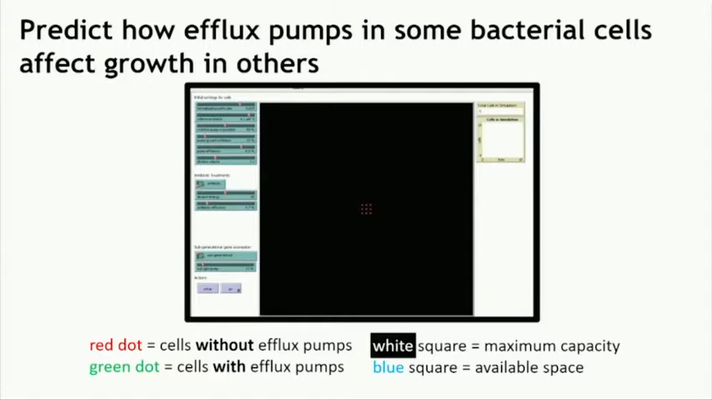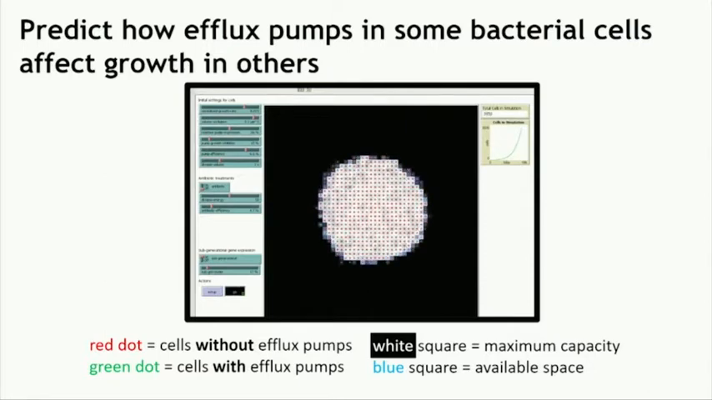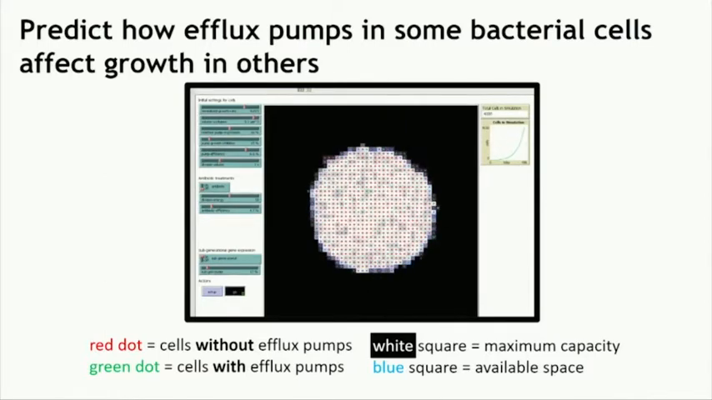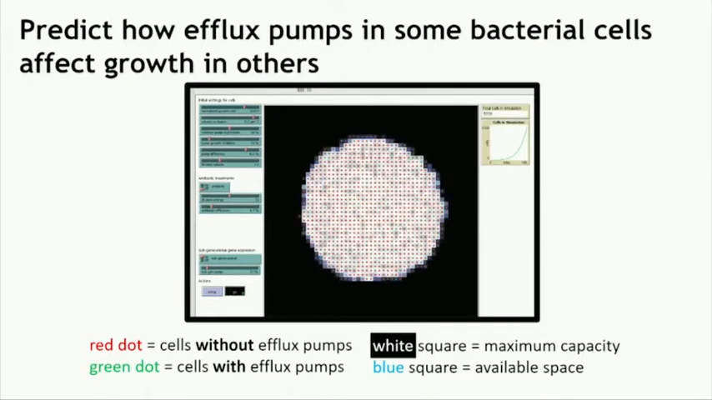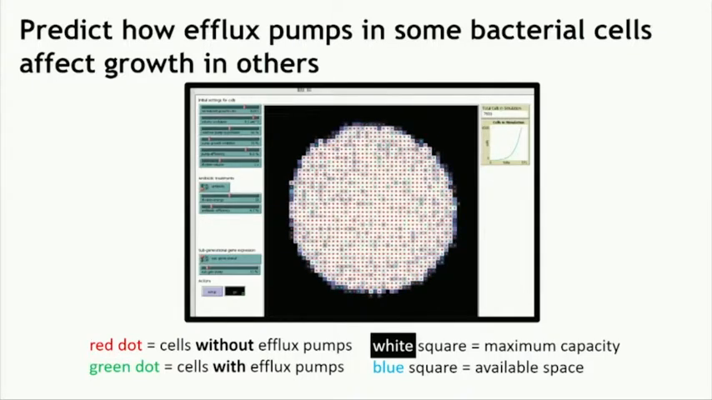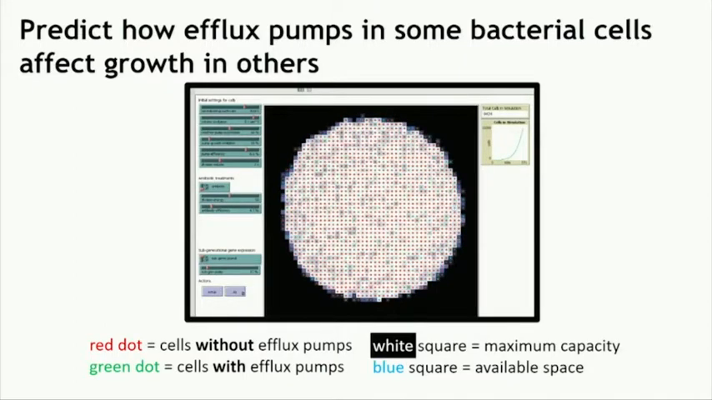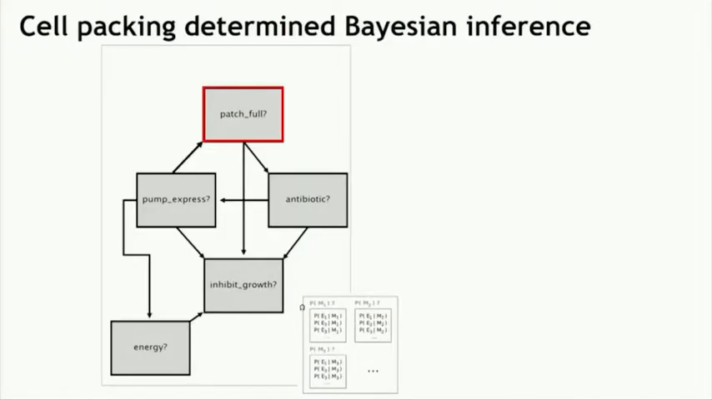You can see there's a movie that depicts what this looks like when you're looking at this coupled model. You see the bugs are growing. The red dots are cells that are not able to express efflux pumps, whereas the green dots are cells that are expressing the efflux pumps. The white squares show locations in the colony that have met their maximum carrying capacity of bugs, and the blue is showing open space where bugs can still propagate into and grow. And so over time, you get this expansion of the colony based on some of these cells being able to express these efflux pumps during a treatment of simulated antibiotics.